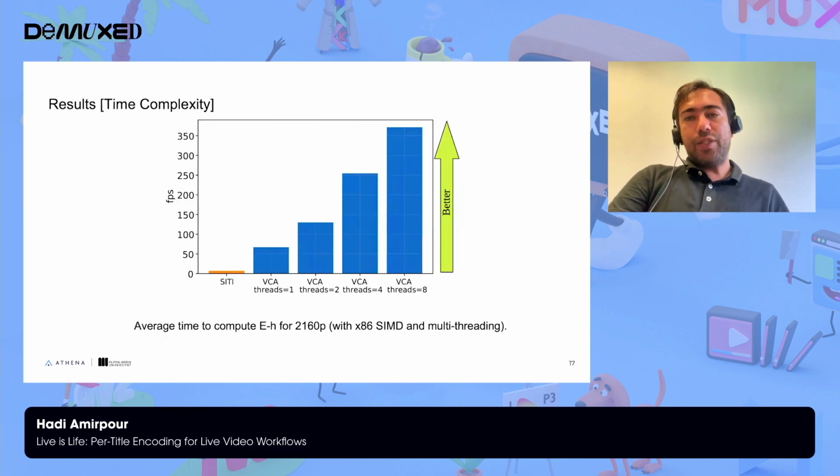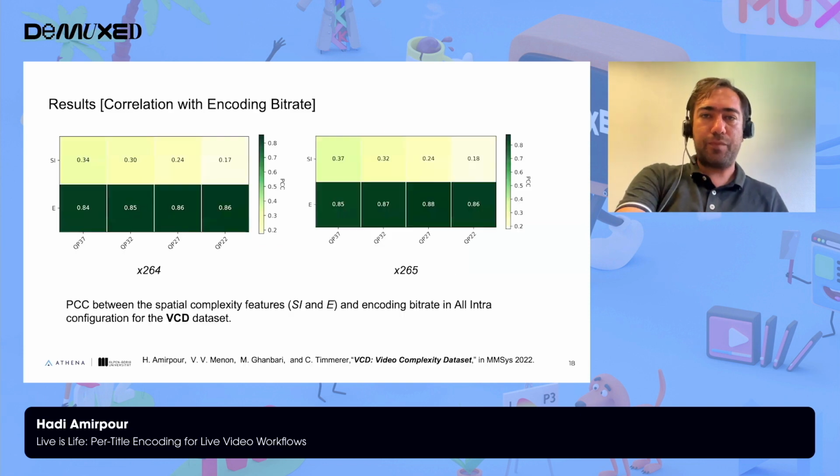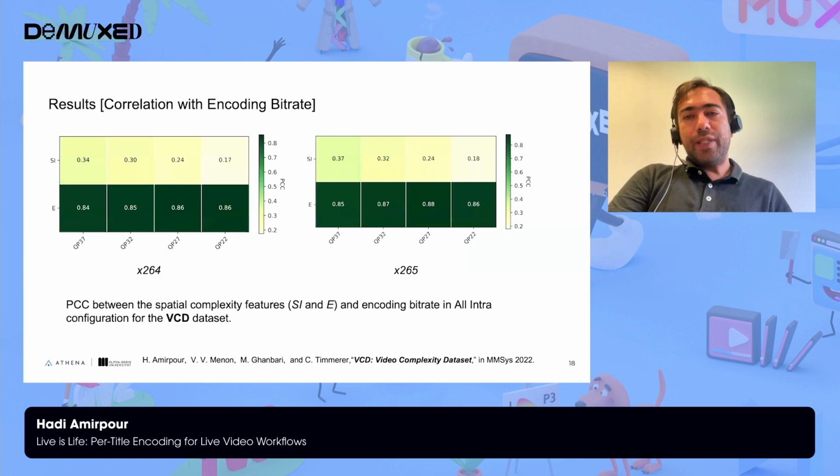DCT calculation is quite fast, and by SIMD optimization and multi-threading, we can reach around 400 frames per second feature extraction, which means that these features can be used in live video streaming without adding noticeable latency. To evaluate the accuracy of these features, we encode 500 videos in all-intra mode and consider their bitrates as ground truth labels for spatial complexity. It is seen that our spatial complexity feature E shows higher accuracy compared to the SI spatial complexity feature.